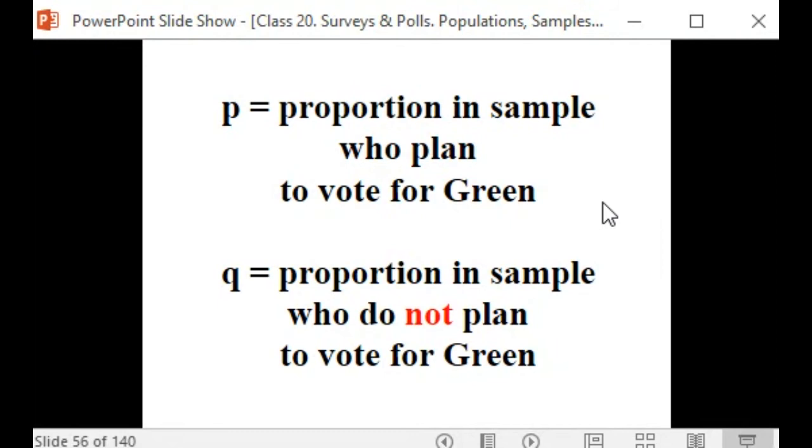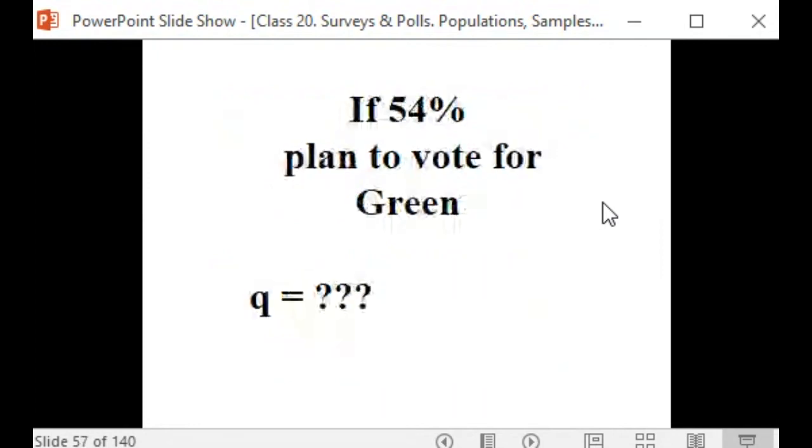Now, of course, we ran into these symbols P and Q before when we discussed Bernoulli variables, and we can use a Bernoulli variable to indicate whether voters plan to vote for Green. A 1 indicates a voter who plans to vote for Green. A 0 indicates a voter who does not plan to vote for Green.